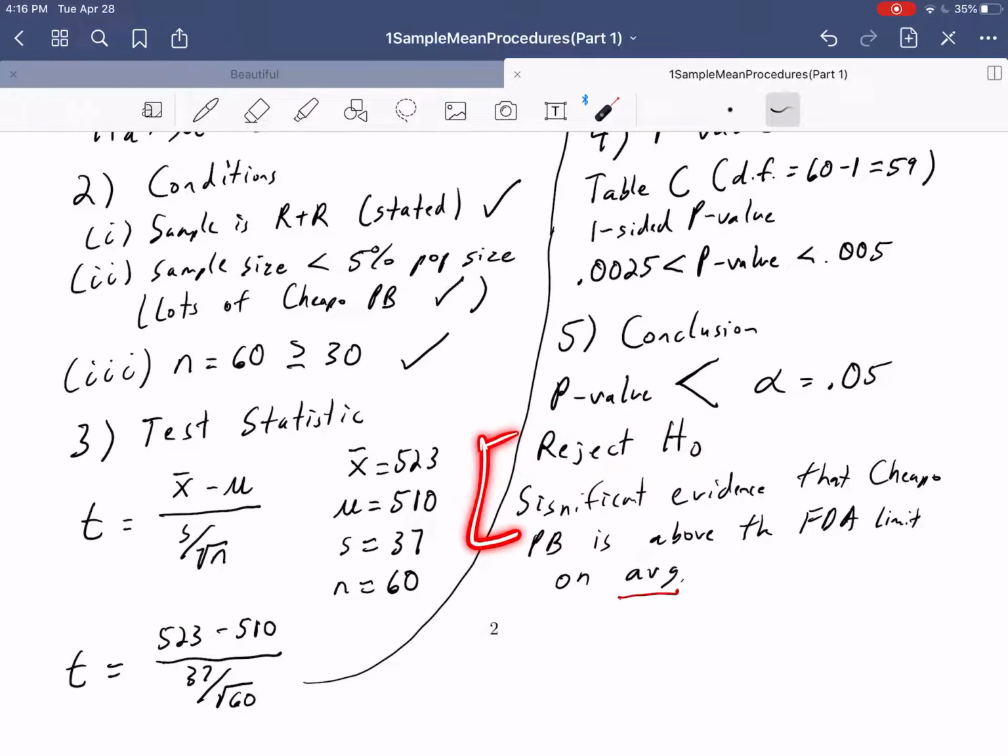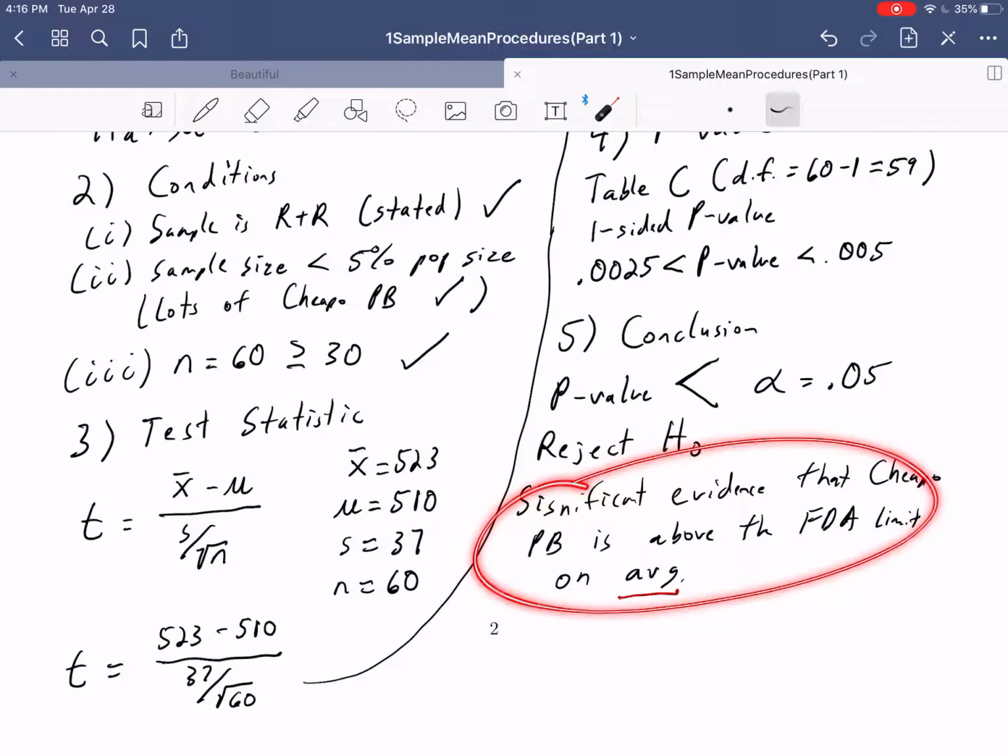So these two things are really saying the same thing, just one is based on the null, and this sentence is based on the alternate. Okay, what is the meaning behind all of this?